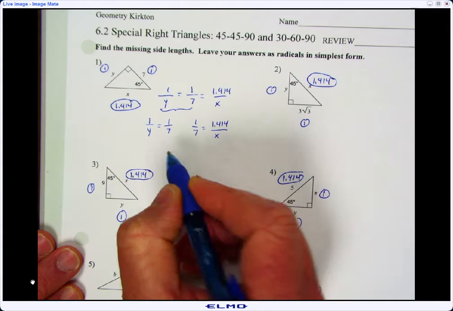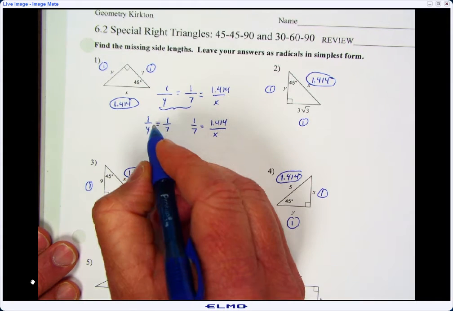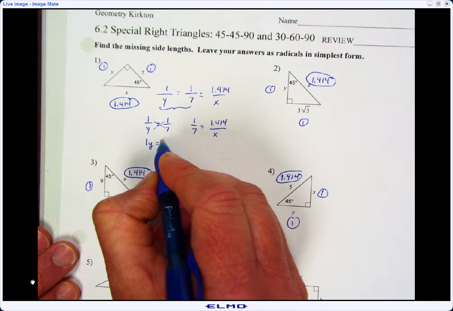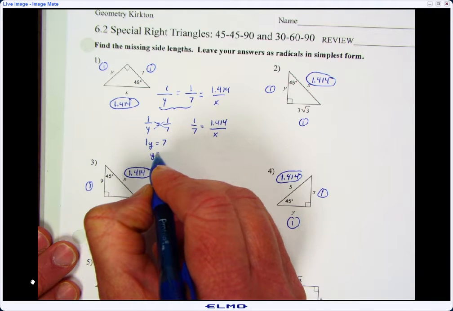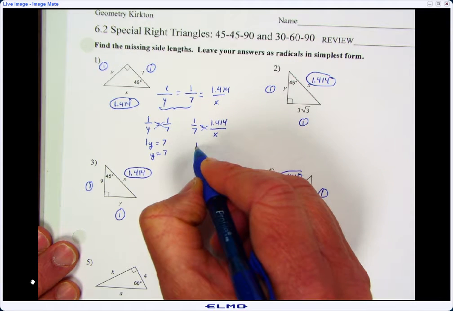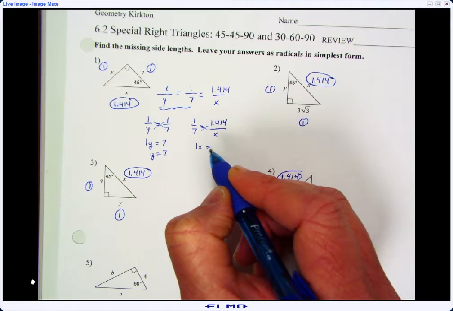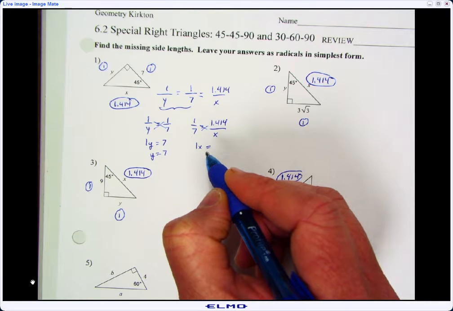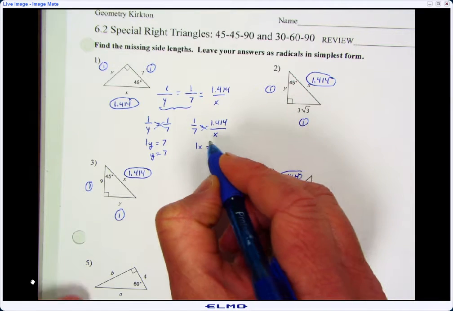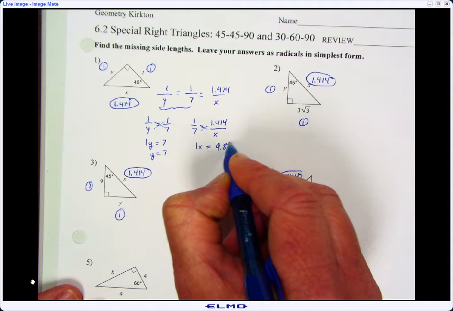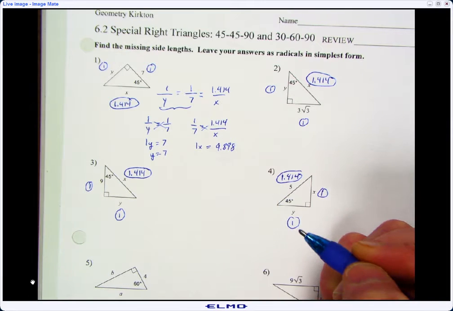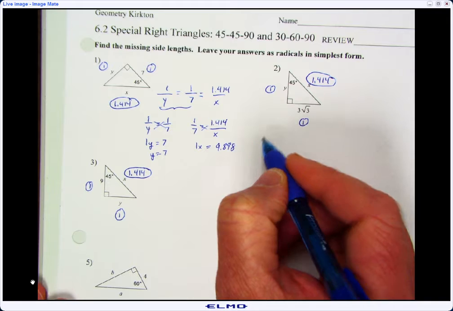And most of you can solve proportions. You cross multiply and solve. 1y equals 7, so y equals 7. And 1x equals 7 times 1.414. And that's 9.898. Okay, go to the next one.